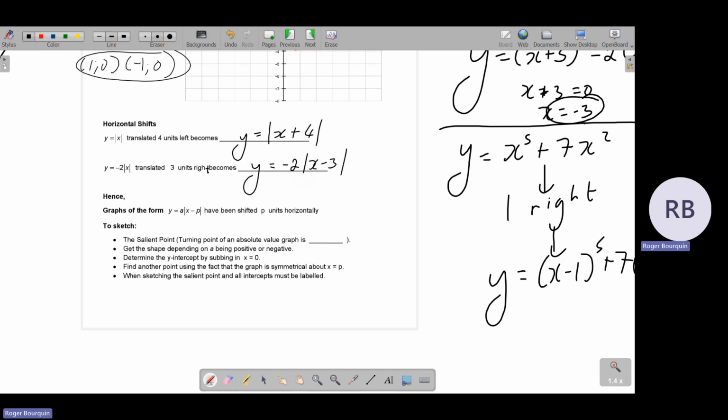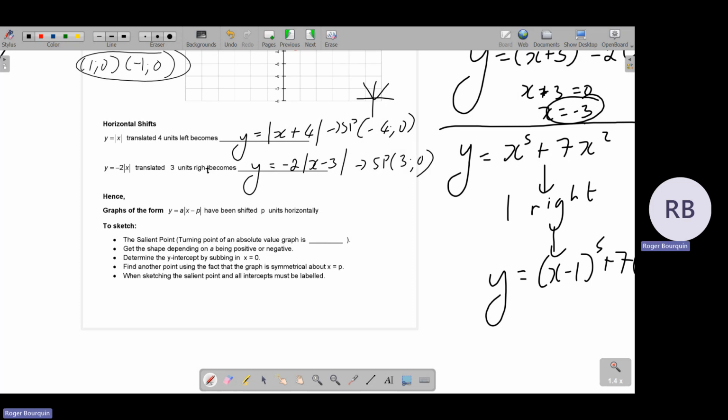Okay, you're all happy with that. Now, the salient point, normally on absolute value of x, is at 0, 0, right? I've moved 4 to the left. What's the salient point going to be? -4. That would be the salient point of this one because it's gone to the left. It's opposite. Okay. What would this one be? Well, how's the graph move? It was at 0, 0, but it's gone 3 to the right. So the salient point would be 3, 0.